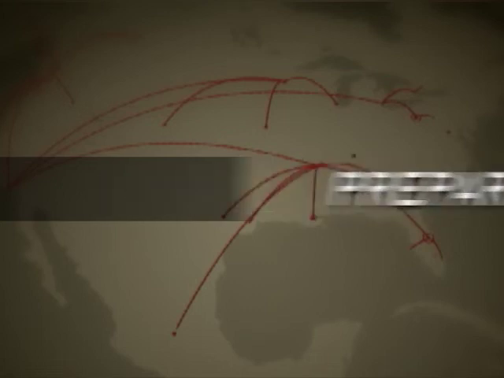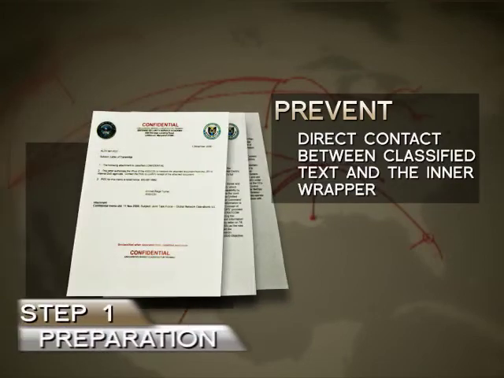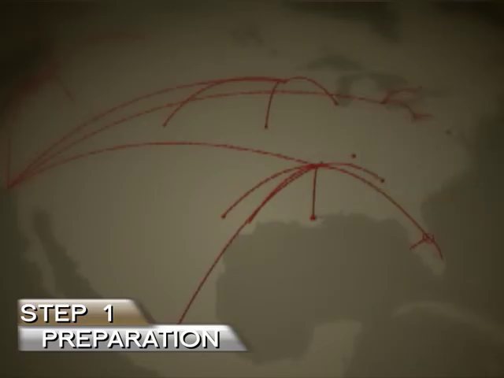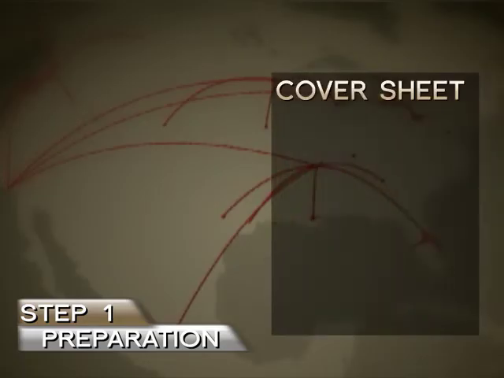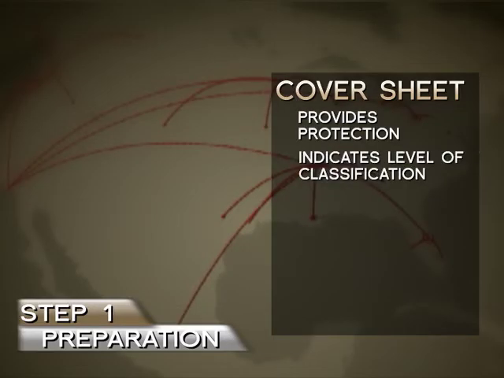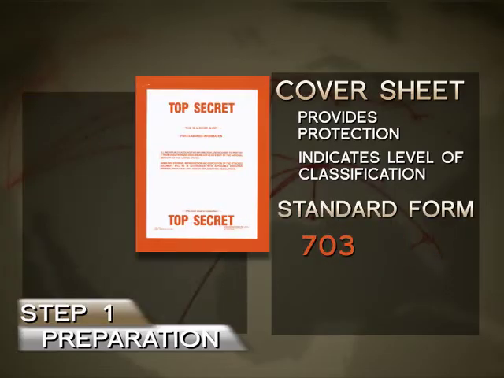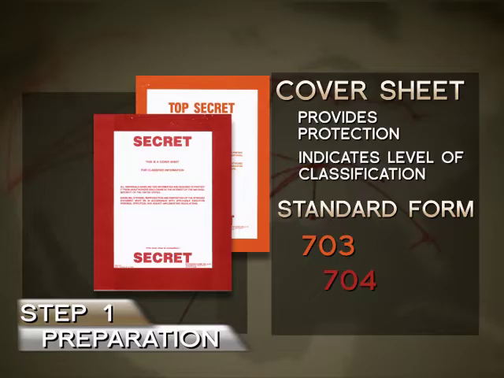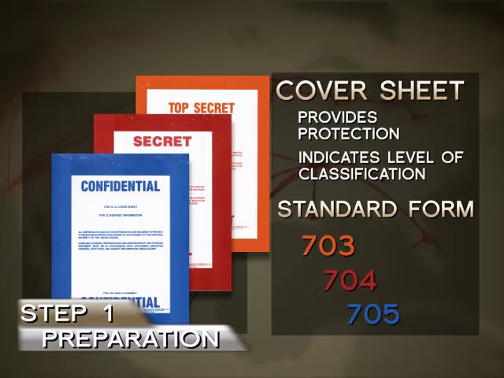Preparation. Prevent classified documents from coming in direct contact with the inner wrapper where there is a risk of exposure through image transfer. To avoid direct contact between classified text and the inner wrapper, you can use a document cover sheet to provide protection and to indicate the classification level of the documents. Use Standard Form 703 for top secret documents, Standard Form 704 for secret documents, or Standard Form 705 for confidential documents.